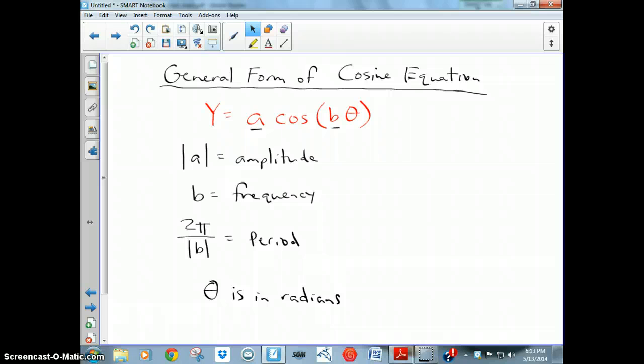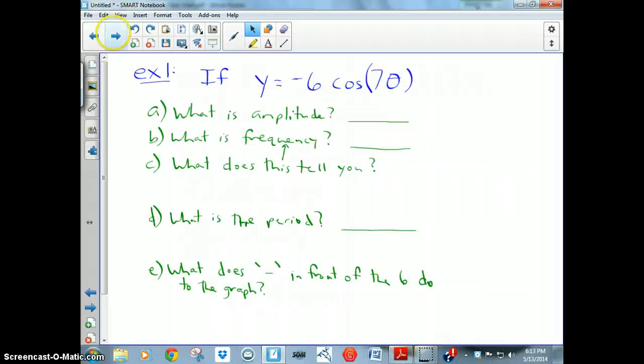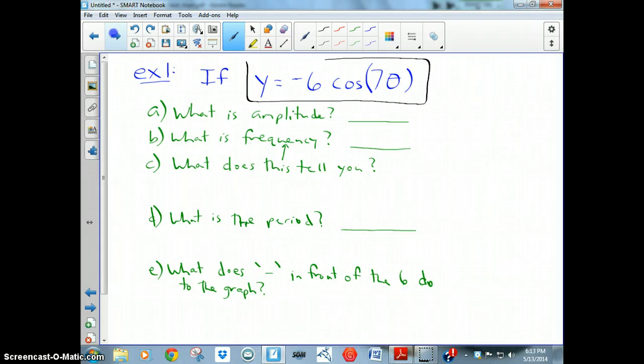And when you do your graphing or do your example problems, they're going to work exactly the same as what we discussed in class for sine. So let's do one example. Let's say you're given the equation y equals -6 cosine 7 theta. What is the amplitude? Well, the amplitude is the a value, the absolute value of a, so the amplitude is going to be 6. What is the frequency? The frequency is the b value. The frequency is going to be 7.